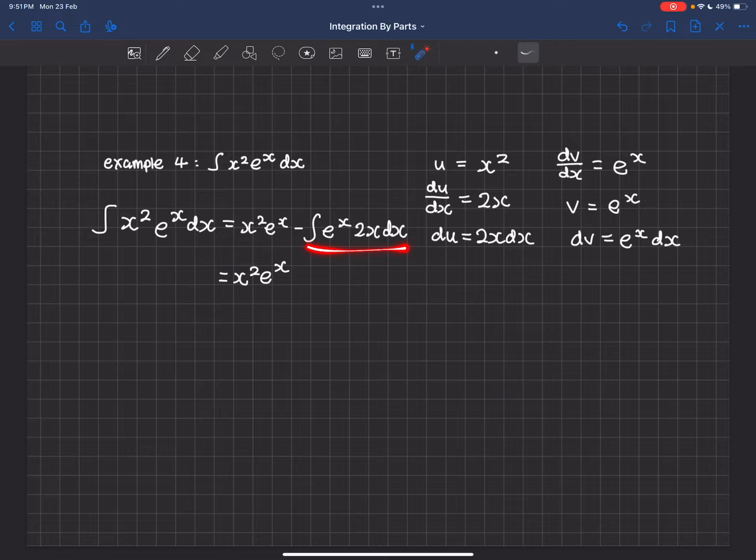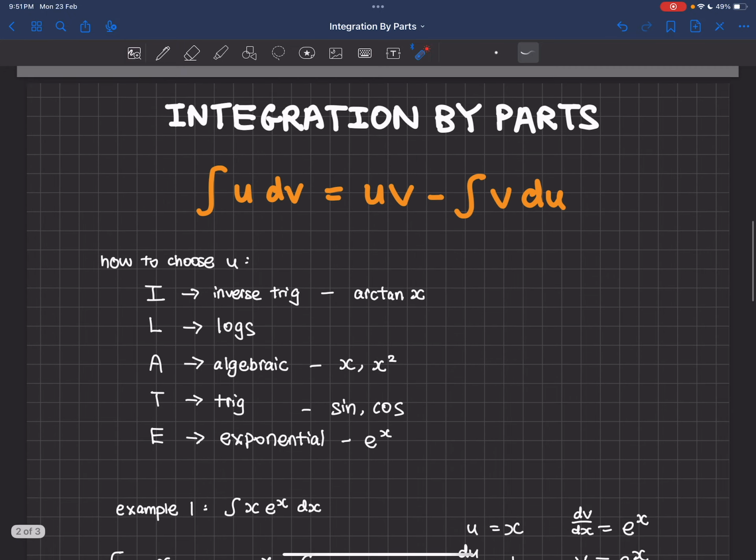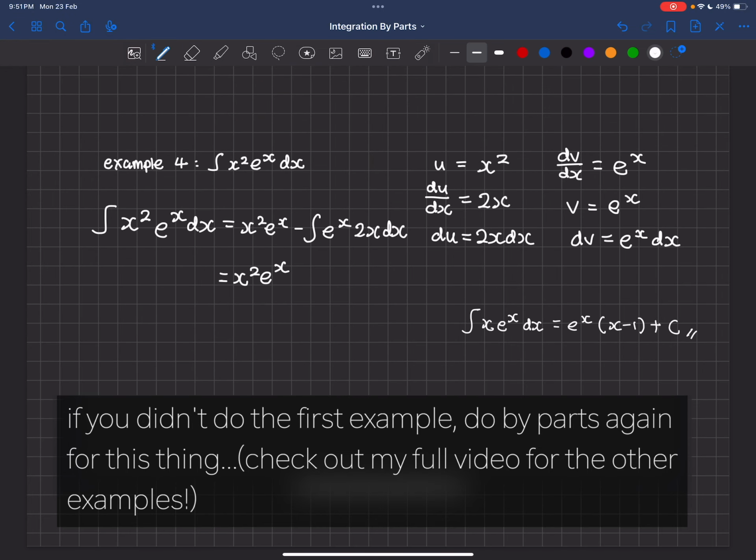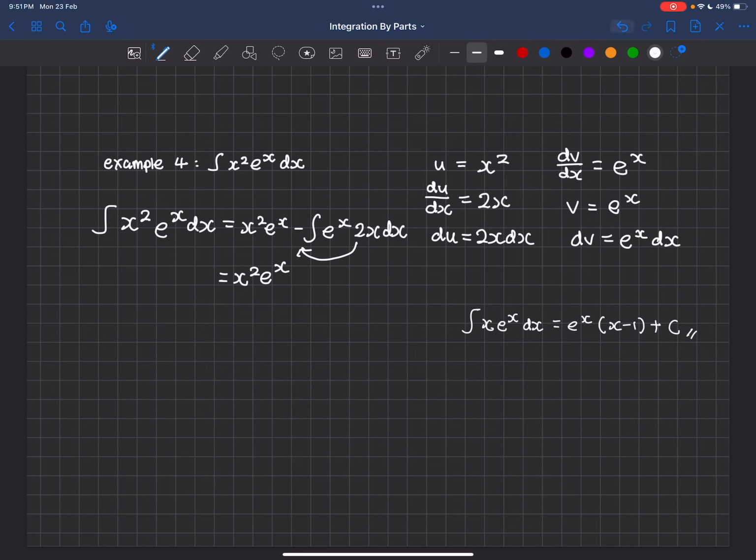Well, we can't really do this, right? But from our first example, we did something like this, and we got this result, right? So let's just copy that. So this, we can take out the 2 in front. So let's rewrite it as negative 2 times the integral of x e^x dx. And we can just sub it in: x squared e^x minus 2 e^x times (x minus 1) plus c.